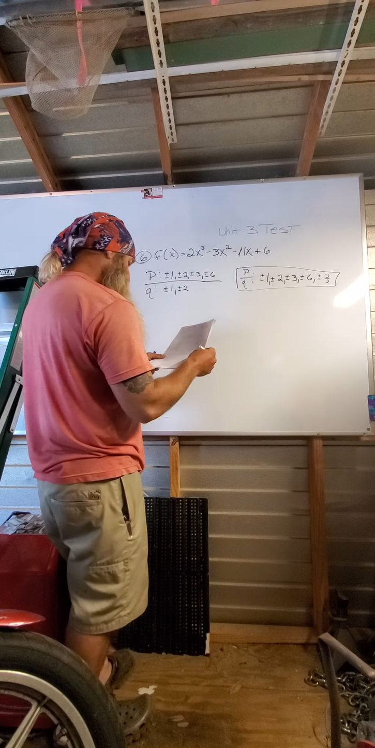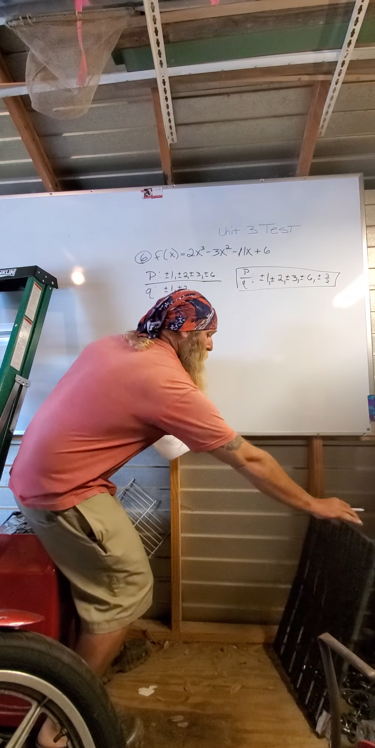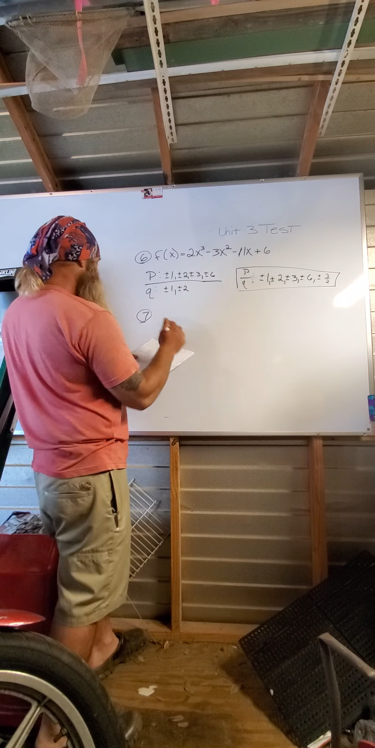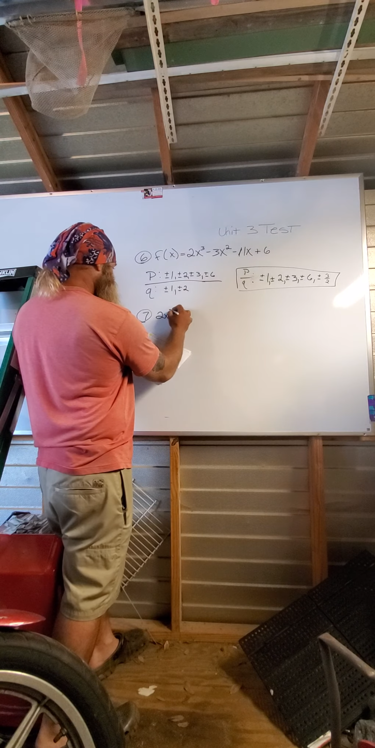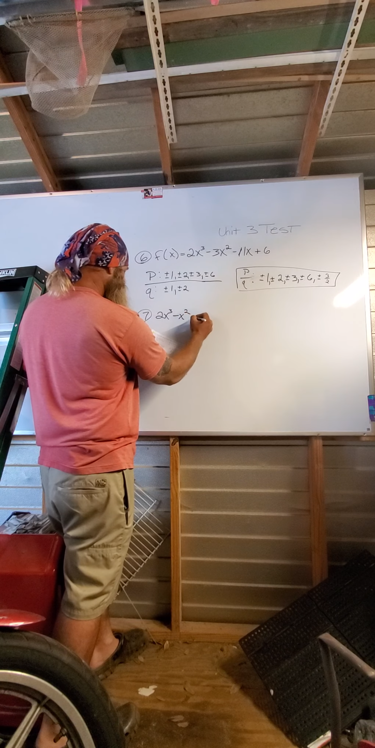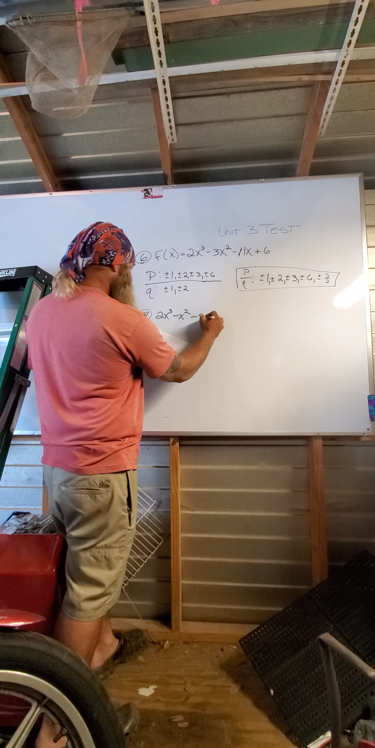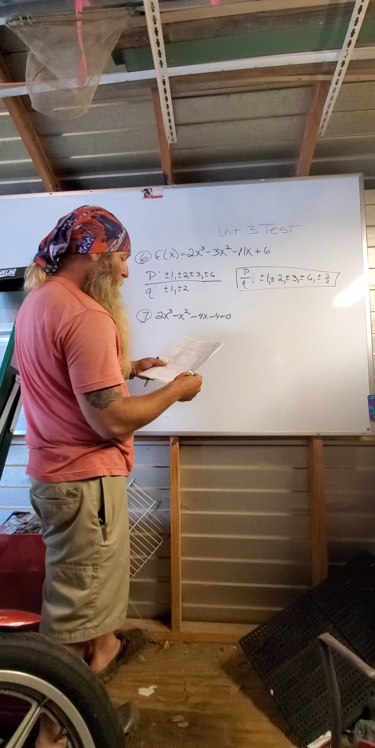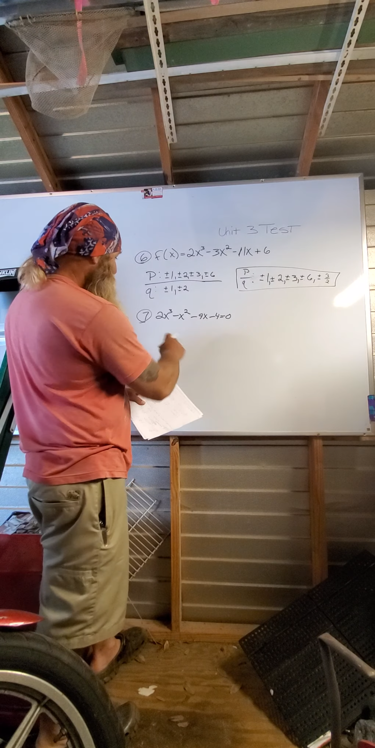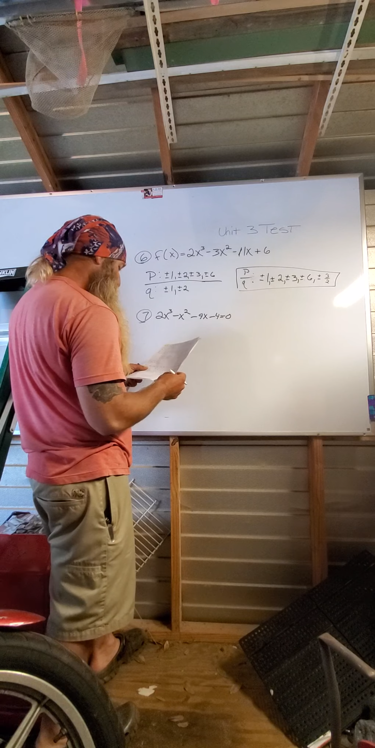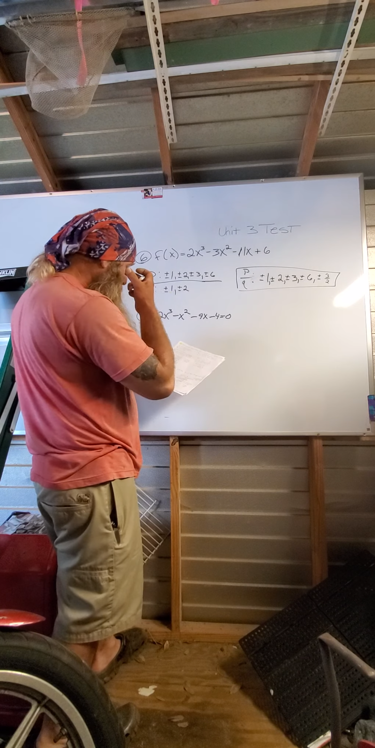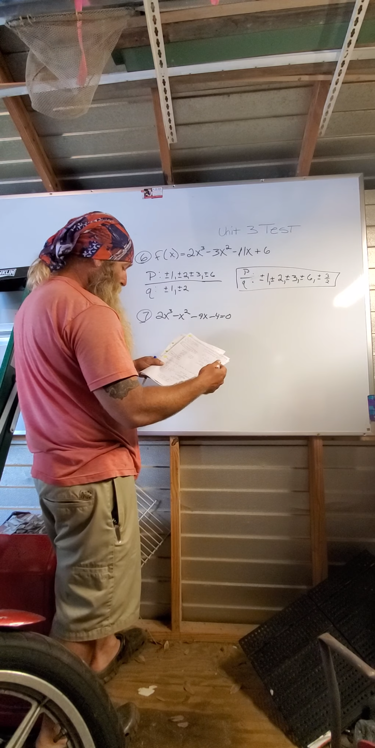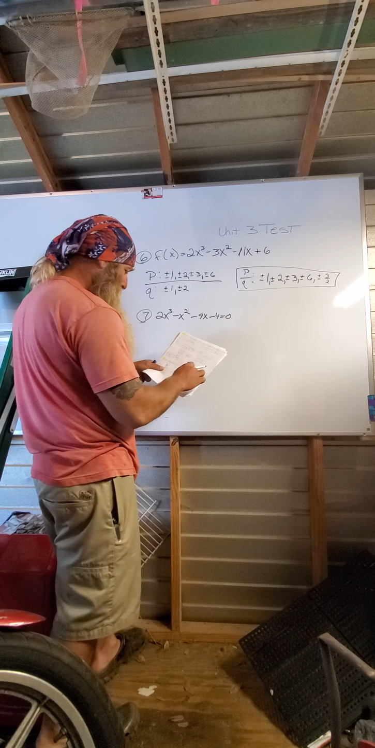Okay. Then we have number 7, which is solve 2x to the third minus x squared minus 9x minus 4 equals 0, given that negative 1/2 is a 0 of this. Okay? So on that one, I had already figured out that negative 1/2 was a 0 because it says it there.